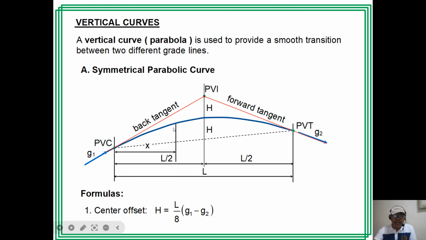Then, if you take any point on the parabolic curve, we have a distance x from the PVC. We have this distance y also. So the offset distance from the given tangent with grade G1 to the curve. And y here can be solved by the squared property of the parabola. So y over x squared equals h over (L over 2) squared.